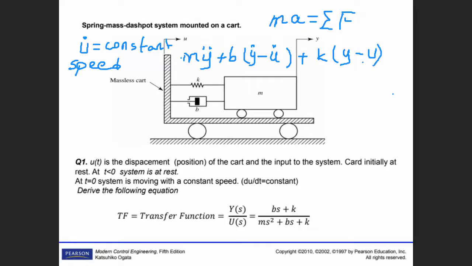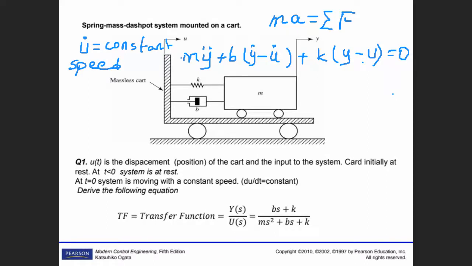Is there any different force defined? Has an external force been applied? No. Therefore, it's equal to 0. This is a system dynamics while the system is moving with a constant speed. So this u dot is constant. So what's going on then?